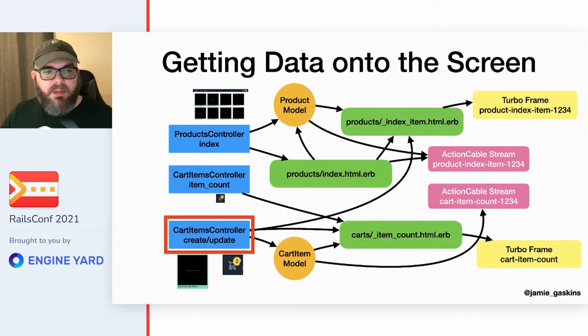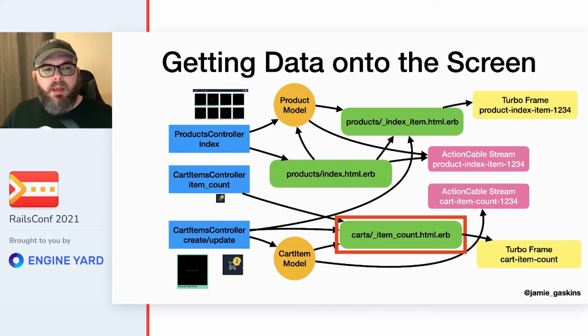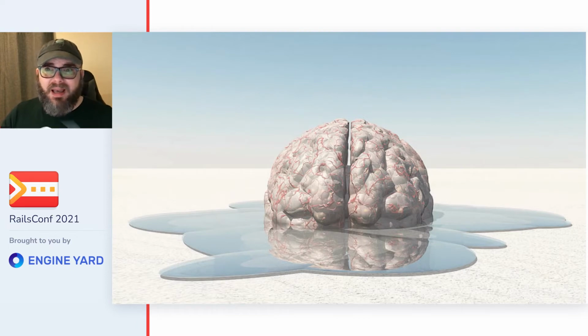When someone adds an item to the cart, we insert or update the cart item using the cart item model. And then the broadcast callback on the model knows to broadcast an update with the contents of this template. And again, render to a string sent to this ActionCable stream, which the cart item model does need to know about. Now that may sound like a lot, and there's a lot of dependencies there, a lot going on, but thankfully Rails conventions can make this significantly easier.